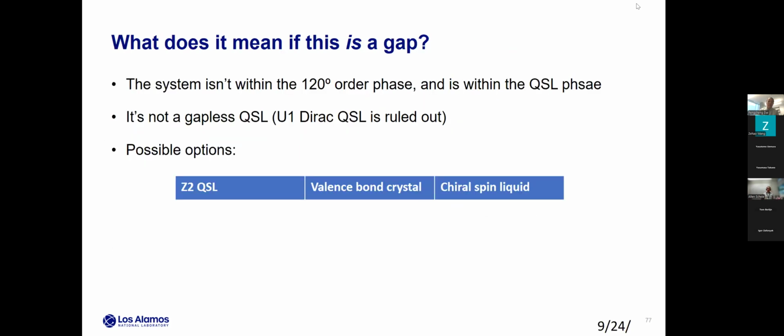So what does it mean if it is a gap? Well, if this is really a gap that we're looking at, and there's no magnetic order that any measurement has shown, this system is not within the 120-degree ordered phase because that's a gapless phase, and is instead within the quantum spin liquid phase. This is also information about what kind of quantum spin liquid it is, because it's not a gapless spin liquid. For example, the U1 Dirac spin liquid, which certain theorists have proposed as the spin liquid of this material, is ruled out if this measurement is really a gap.